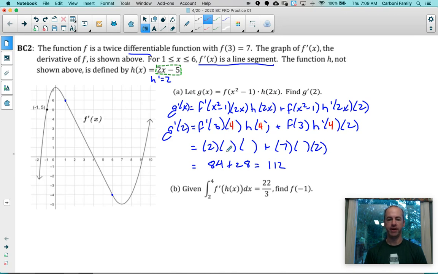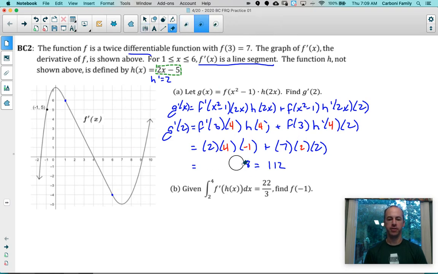And now I need to find h of 4. And at 4, oh, h is up here. At 4, h would equal negative 1. So h of 4 is negative 1. H prime of 4 is actually not going to change. That'll remain 2. So now I need to come down here.